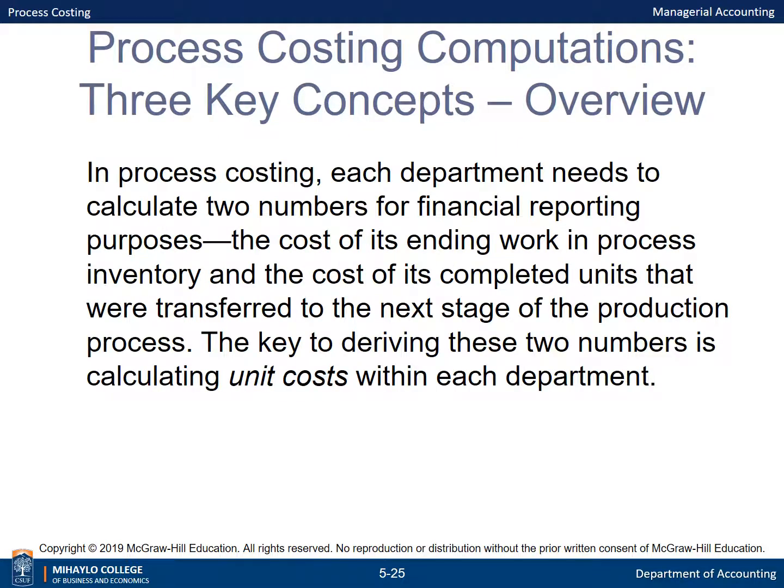In process costing, each department needs to calculate two numbers for financial reporting purposes: the cost of its ending work-in-process inventory and the cost of its completed units that were transferred to the next stage of the production process. The key to deriving these two numbers is calculating unit costs within each department.